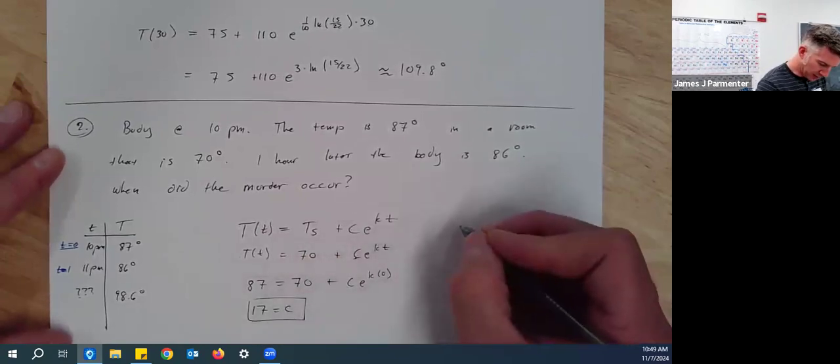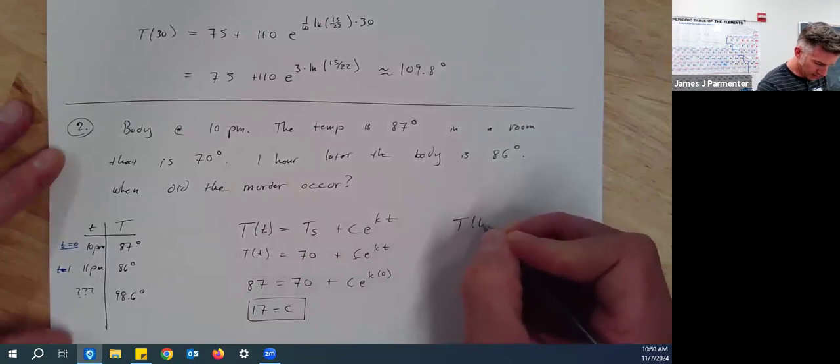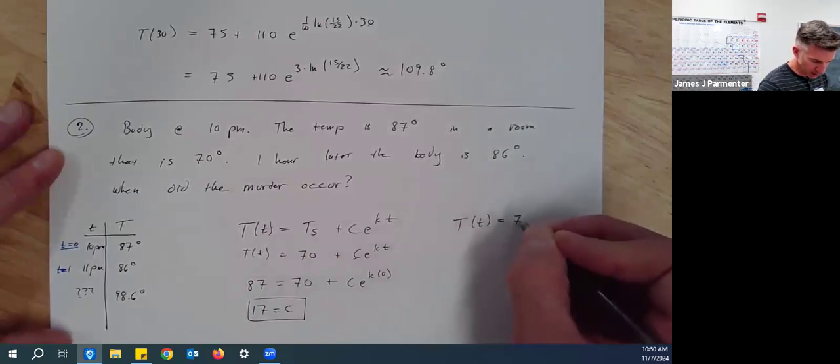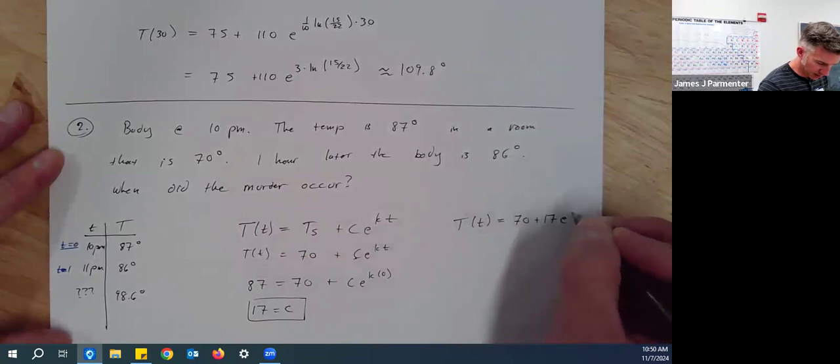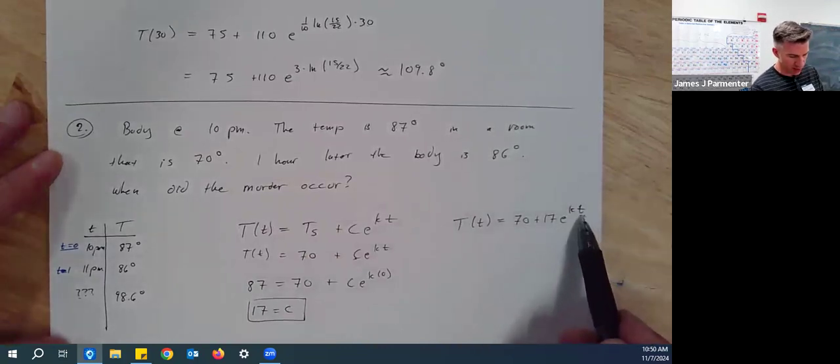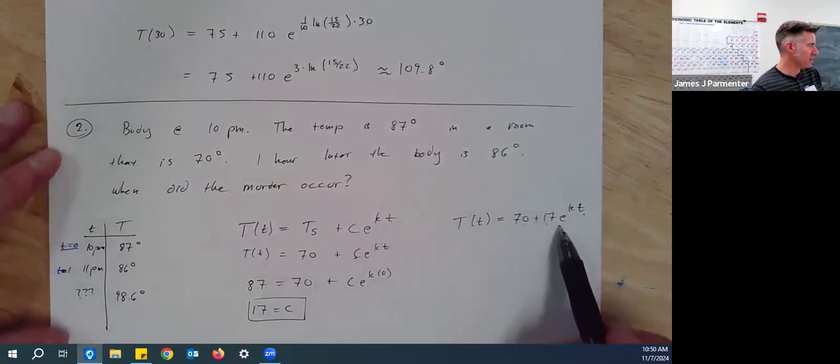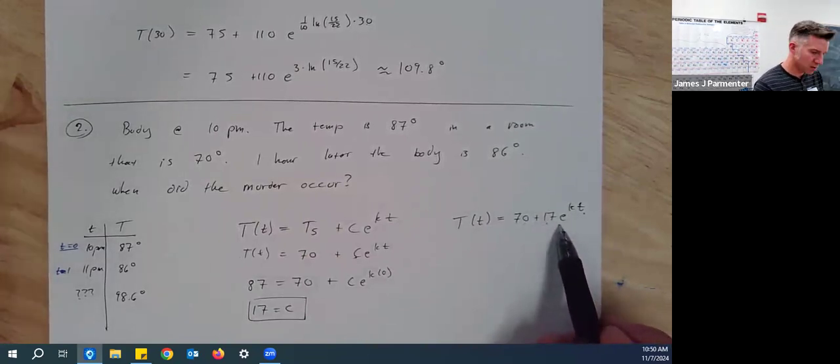And then we update our model. Now it's the temperature at time t equal to 70 plus 17 times e to the kt, which makes sense if you think about it, right? Because if you plug in t equals 0, you get 70 plus 17 times 1, which is 87. So that seems totally legit.